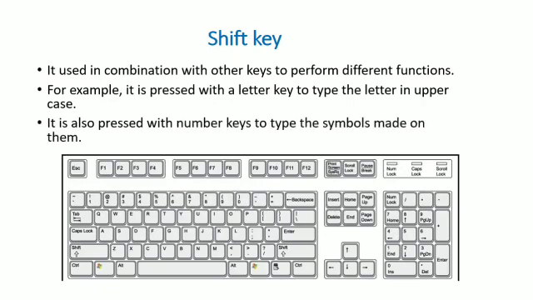It is also pressed with number keys to type symbols made on number keys. Here you can see on number keys some symbols are there. For example, we have the @ sign on 2. So when we are pressing shift plus 2 key, shift key and 2 key, the @ symbol will be printed on monitor. So here we have 2 shift keys on keyboard.